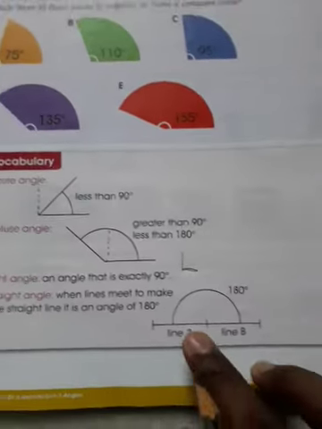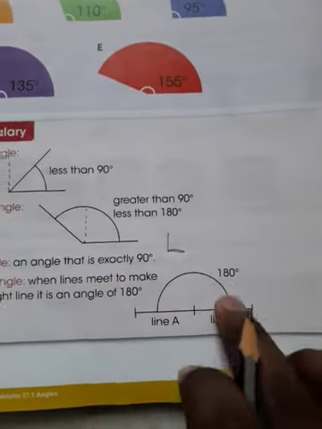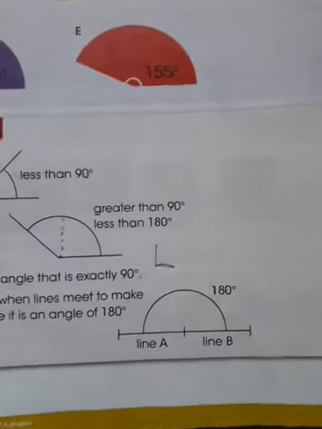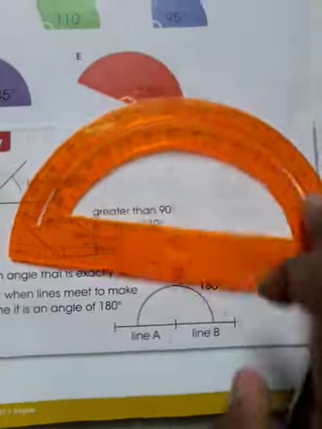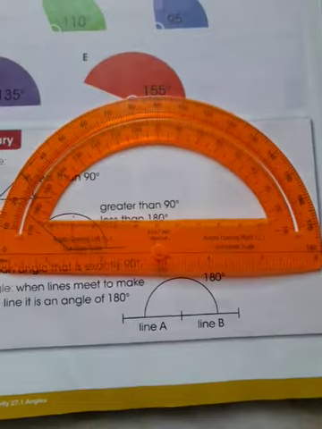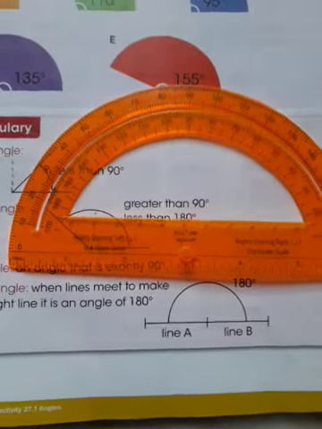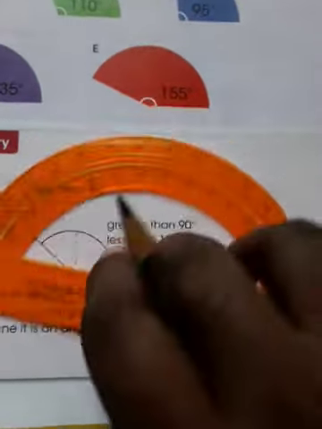Now straight angle. Straight angle means what? This total angle is how much? 180. Right or no? Straight line, straight angle. This is 180 degrees. Just like this, the total is a semicircle. That means half circle is called what? Semicircle. That is 180 degrees, straight angle.